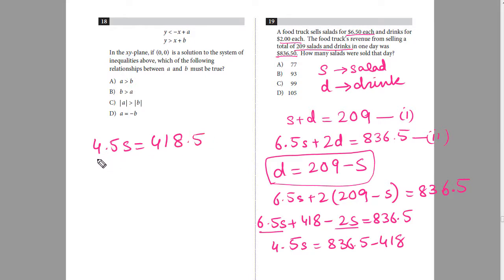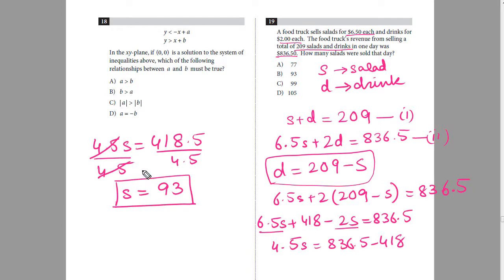418.5, and when I divide both sides by 4.5, the value of S that I'll get is equal to 93. S is equal to 93. So the number of salads that he sold was 93, so option B is the correct one.